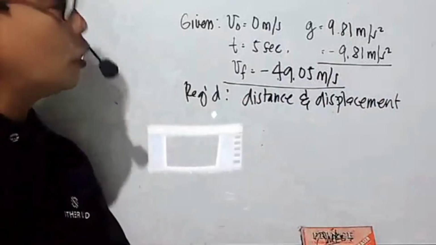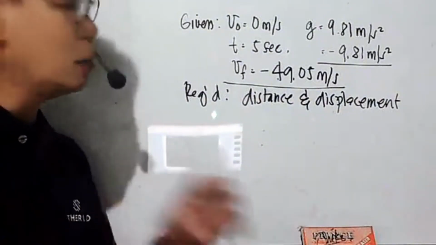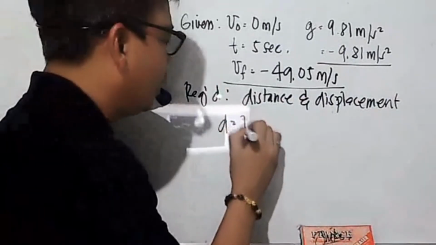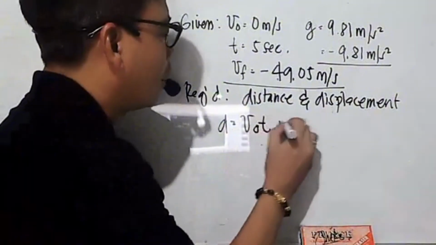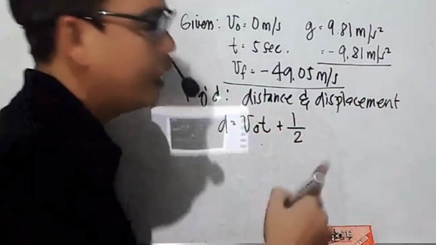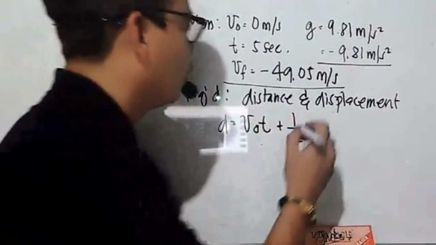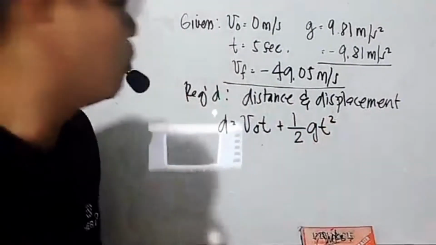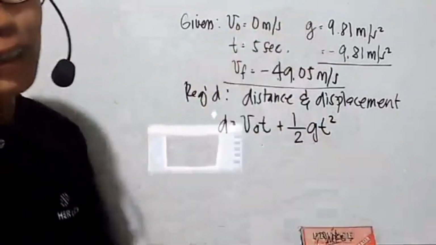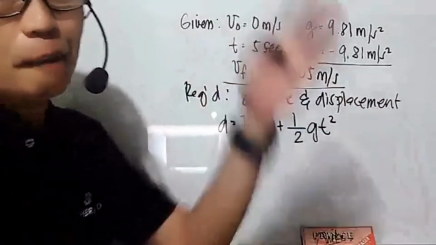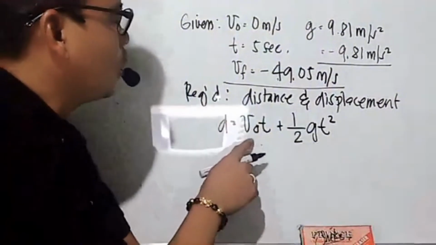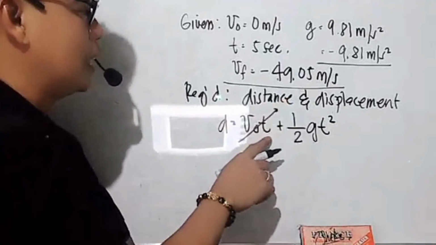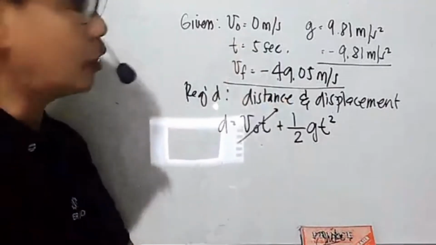Okay, so we're looking for a distance, so you have a formula which is equal to d, okay, v0t or initial velocity multiplied by time plus 1/2 at squared. But in this case, we're going to use gt squared. Okay, since a now is being replaced by g since it is going downward. It's a vertical motion. Okay, so we know that v0 is equal to 0, so we can omit this part. 0 multiplied by 5 is still 0. So 0 yung ating initial velocity.